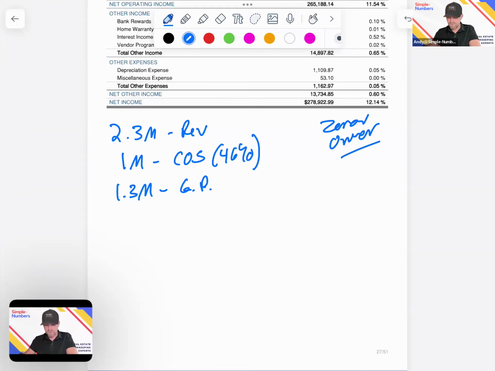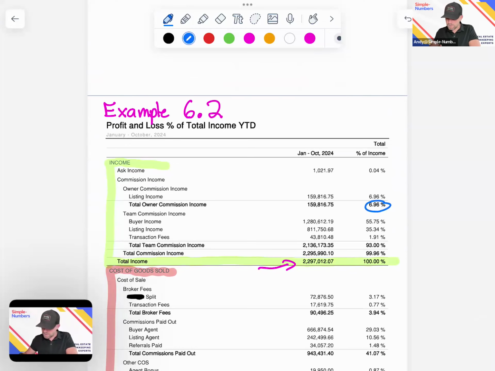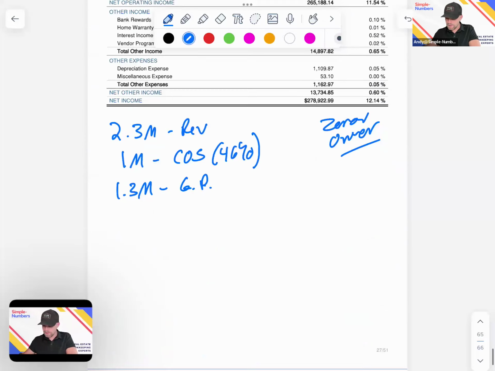This team has a tiny amount of owner deals. 7% versus the team doing 93%. Okay. So very, very low owner production. And so how did they get to a 46% gross cost of sale and a 54% gross profit? Well, here's how they did it.